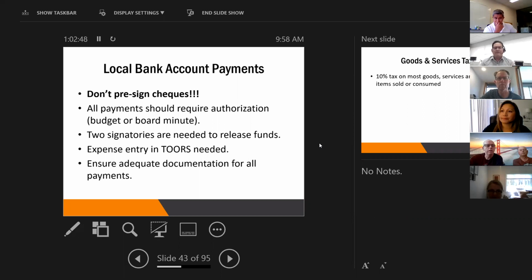And I think I have already said all those. We need two signatories to release the funds, and there should be appropriate documentation for all payments.